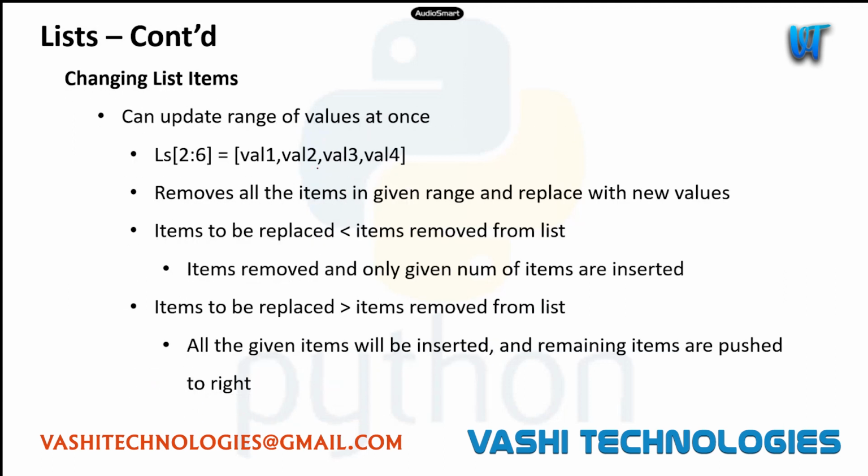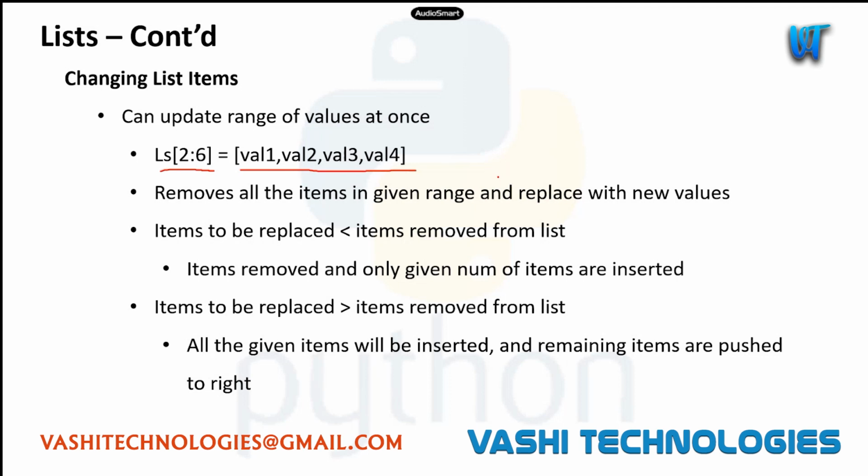And the second way, we can update a range of values at once. Instead of a single value, let's say we need to update three or four values. We can do it at once by using slicing notation. We can define a range of indexes and their respective values here. Okay, understood? It removes all the items in the given range and replaces them.